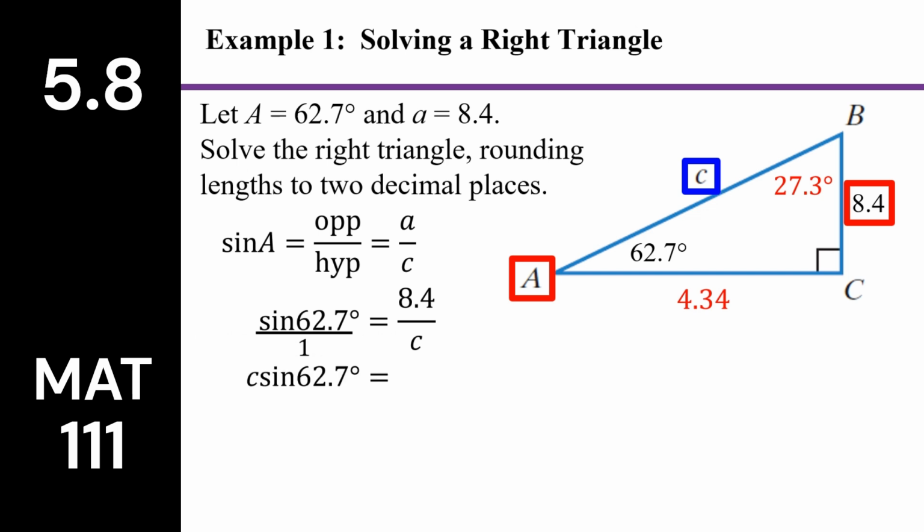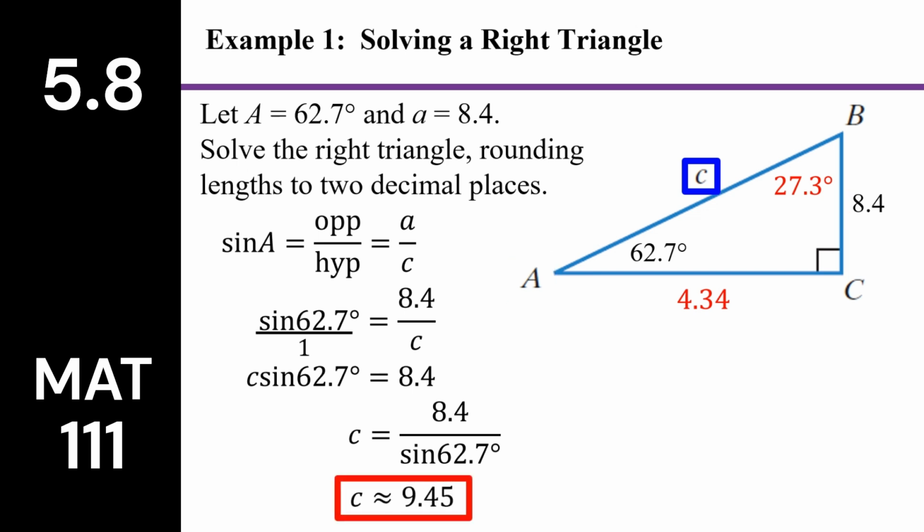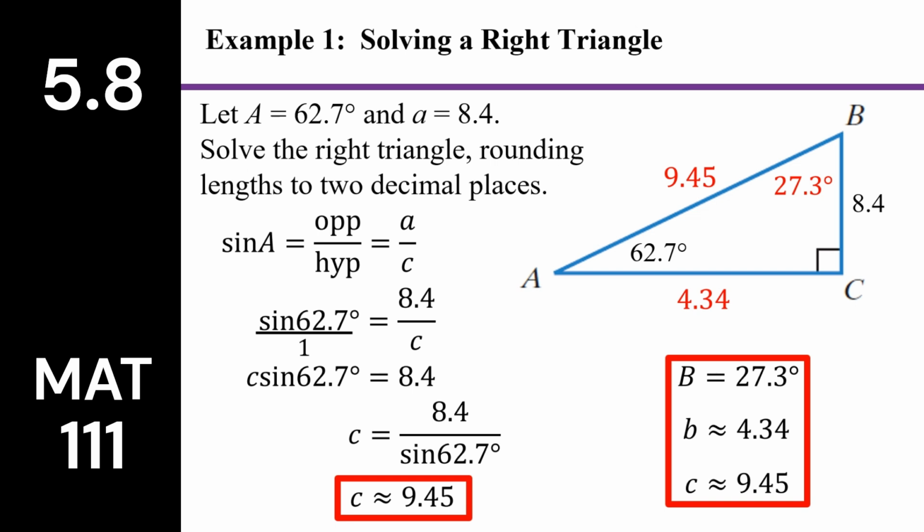When we cross multiply, it's usually most convenient to put the cross product that involves the variable on the left, and that equals the cross product of 1 times 8.4 on the right. We can get c by itself by dividing both sides by the sine of 62.7 degrees, which is approximately 9.45, and that's the final value that we needed to find. Here's a summary of the values that we found.